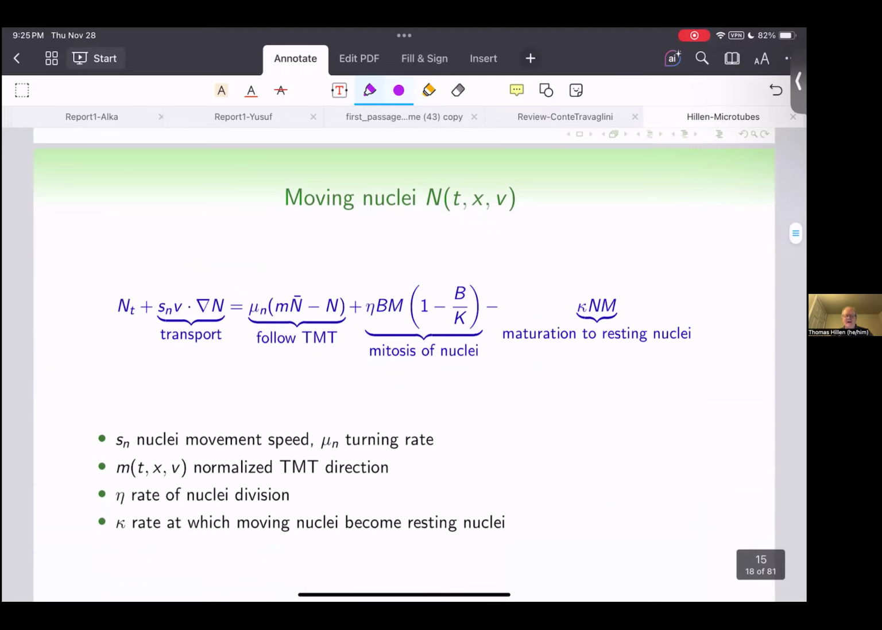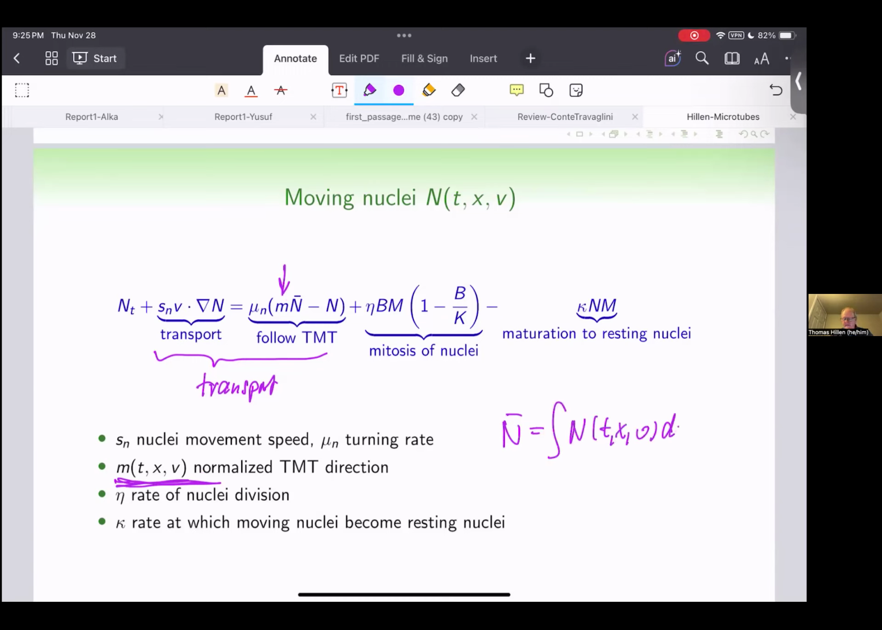The moving nuclei is not a simple equation. So we again have a transport part here, where the turning kernel now uses the microtube directional distribution inside this integral term. So n bar, I didn't say what n bar is. So n bar is the integral of n(t,x,v) dv. So it's the integral over all velocity, and still depends on time and space.